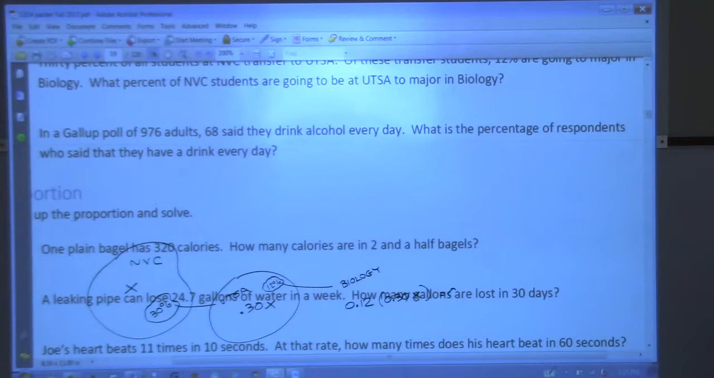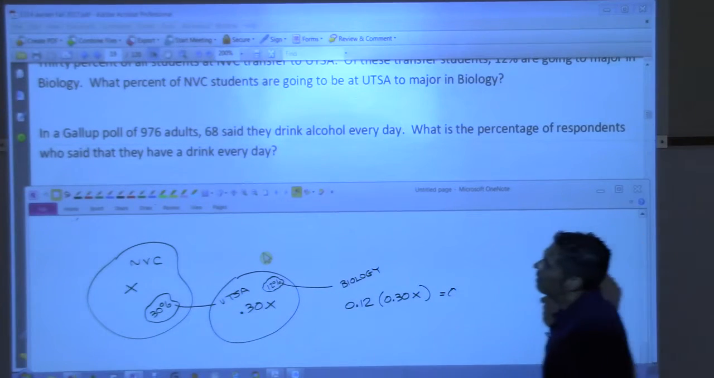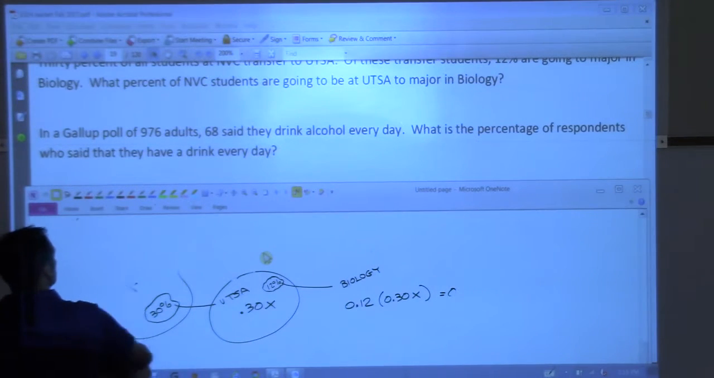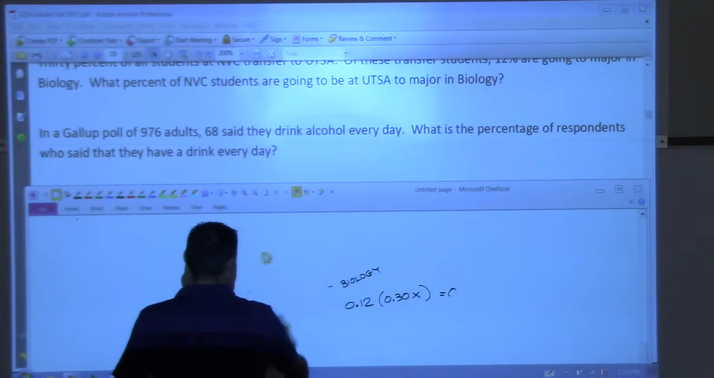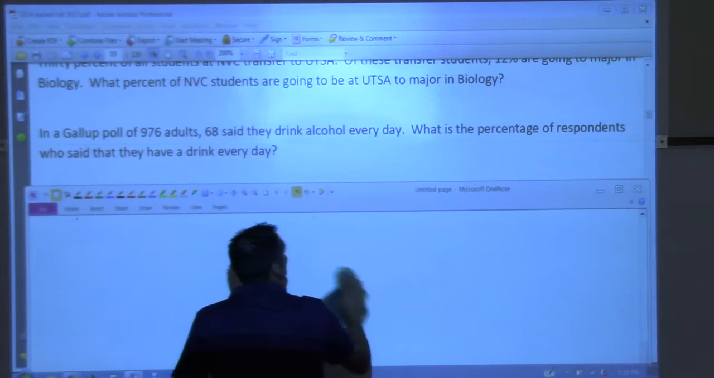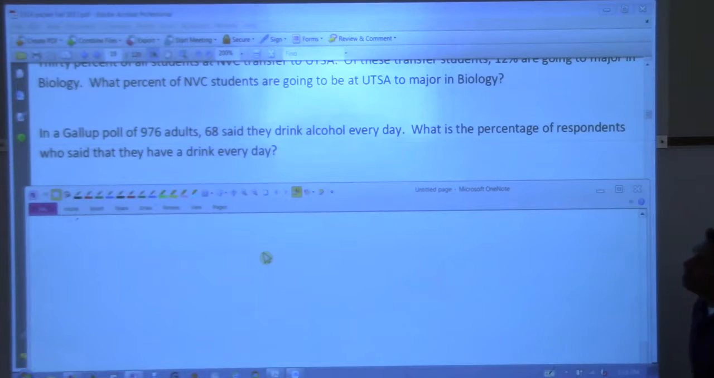This one looks interesting. Has alcohol in it. In a Gallup poll of 976 adults, 68 said they drink alcohol every day. Seems low. What is the percentage of respondents who said they drink every day?